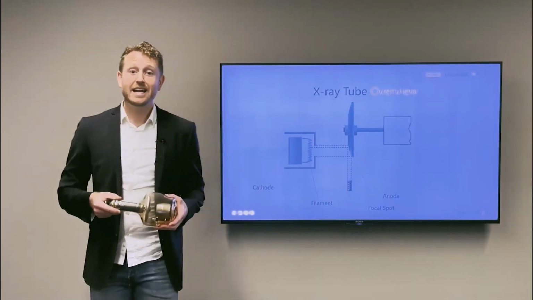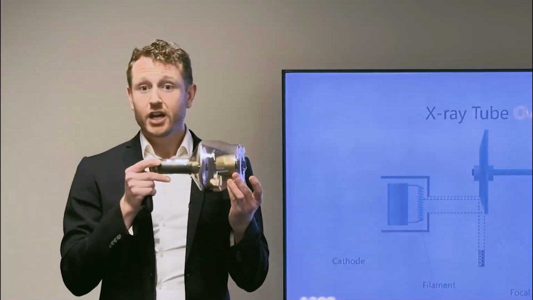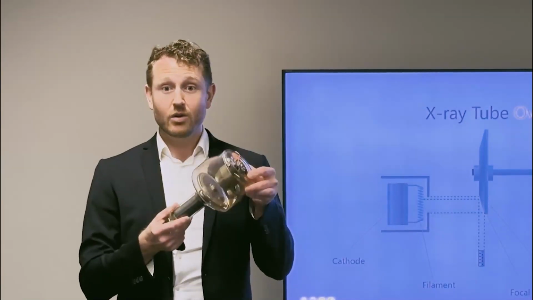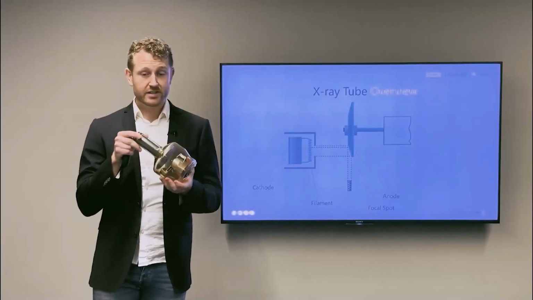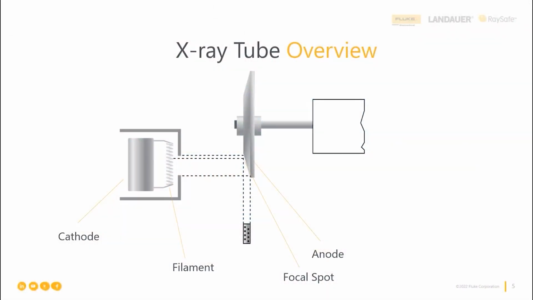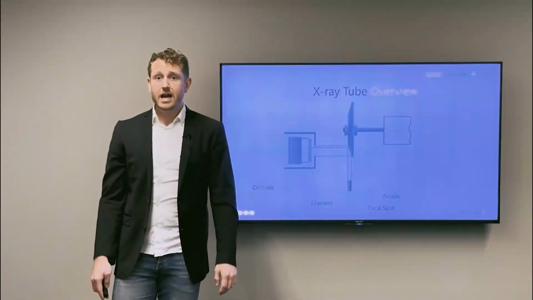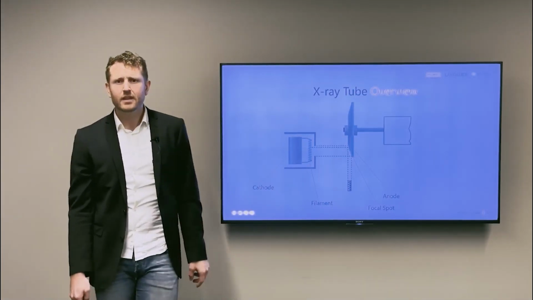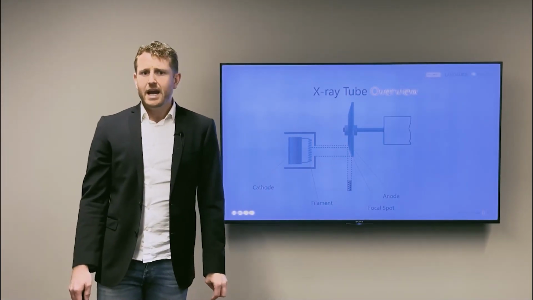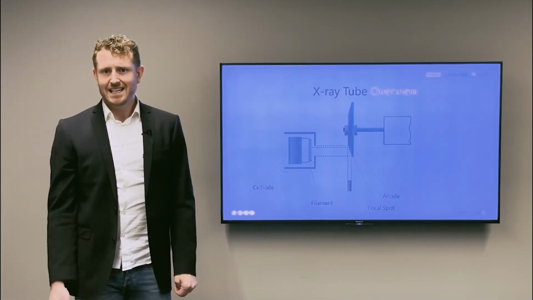X-rays are made inside of a vacuum container, usually made of glass or metal. The reason why it is vacuum inside is that electrons cannot accelerate in air. The X-ray tube has two crucial parts. We have the anode and the cathode. And the cathode has one or two metal wires called filaments. They are usually made of tungsten to withstand heat.